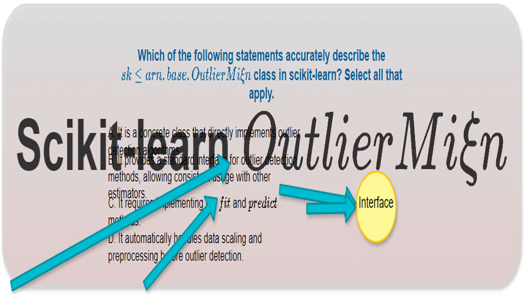Incorrect. I've reviewed this statement carefully, and OutlierMixin is not a concrete class, it's a mixin class. A mixin class is a class designed to be included into other classes, providing them with additional functionalities without actually having any specific outlier detection algorithm itself. Nope, this is false. OutlierMixin doesn't handle data preparation steps like scaling or preprocessing. You have to prepare the data yourself before using an outlier detection algorithm that uses the OutlierMixin.